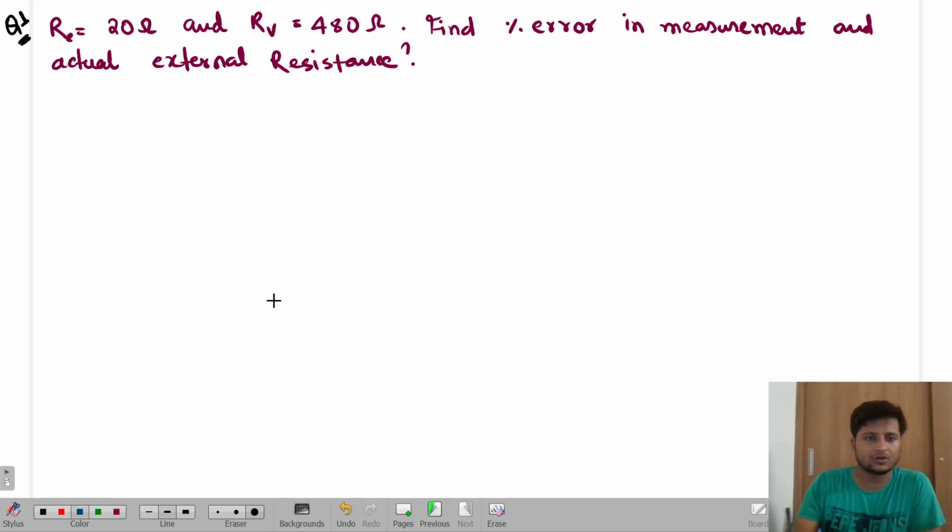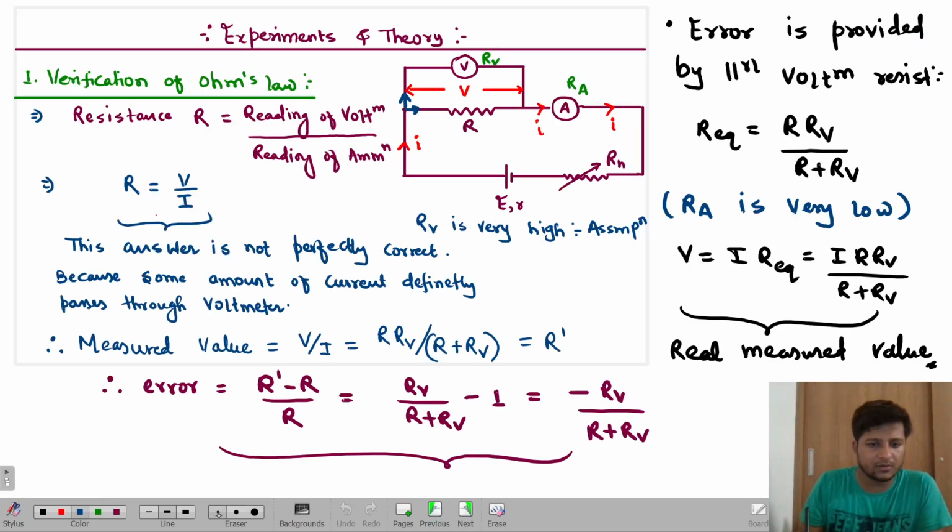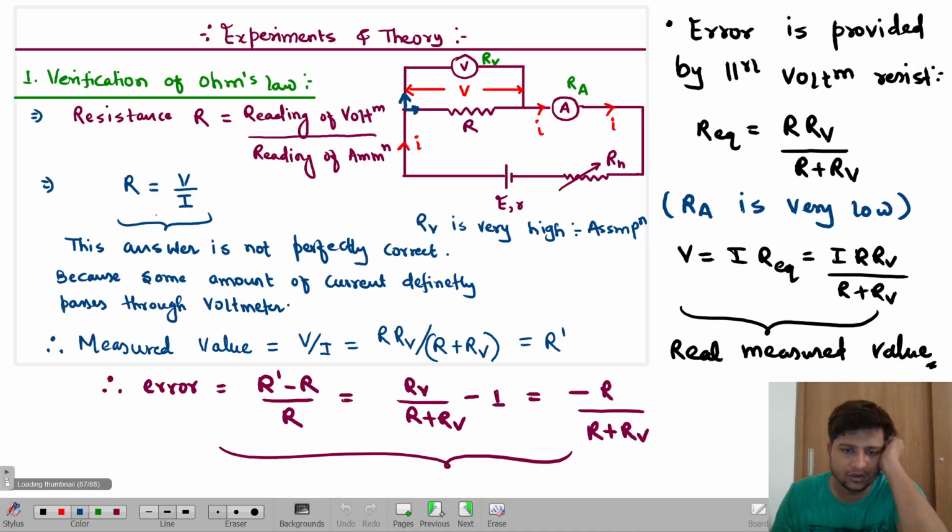Okay. So error I can find out or not? Percentage error. Percentage error will be how much? One minute. I think there is a slight mistake. R minus RV is minus R over here now. Okay.